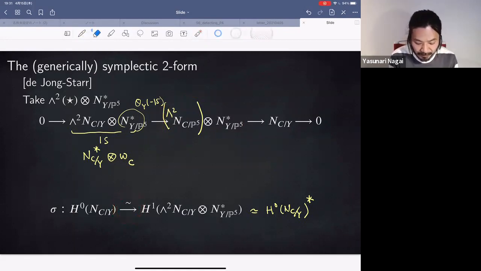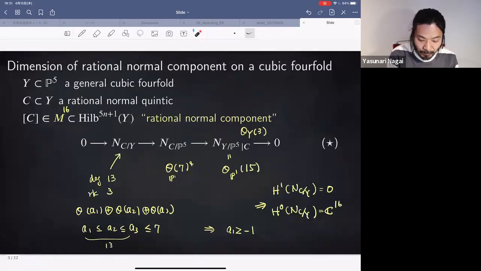So that means the two form corresponding to this linear map is just non-degenerate. So we have a symplectic two form on this moduli space.